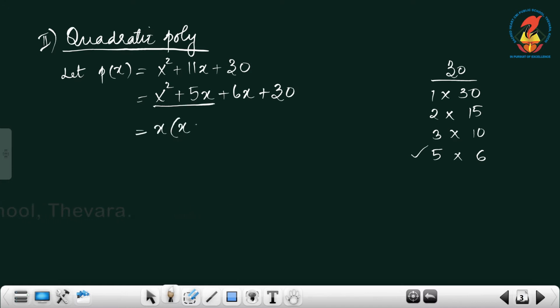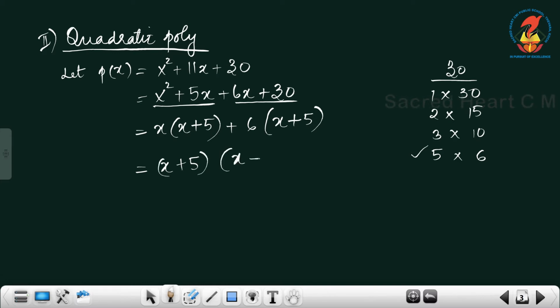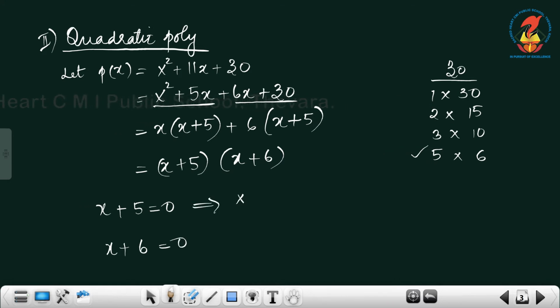x is common there, x plus 5; 6 is common, x plus 5. x plus 5 is common, I am taking it out. So, inside the bracket now it will be x plus 5 into x plus 6. Now, I am going to solve this. Either x plus 5 equals 0 or x plus 6 equals 0. This implies the value of x can be minus 5 or the value of x can be minus 6.